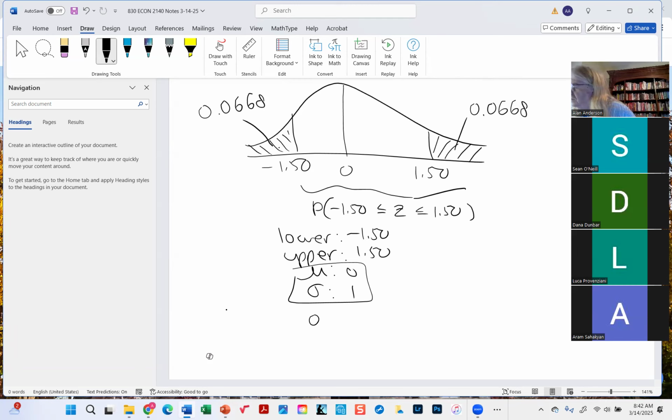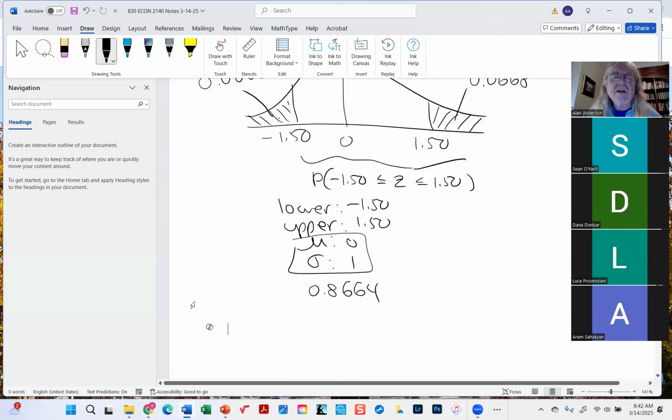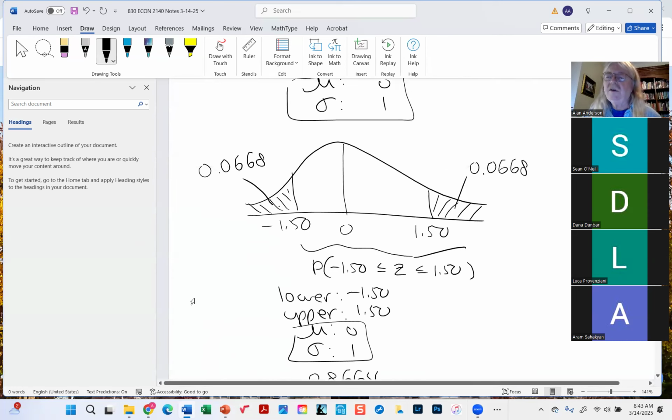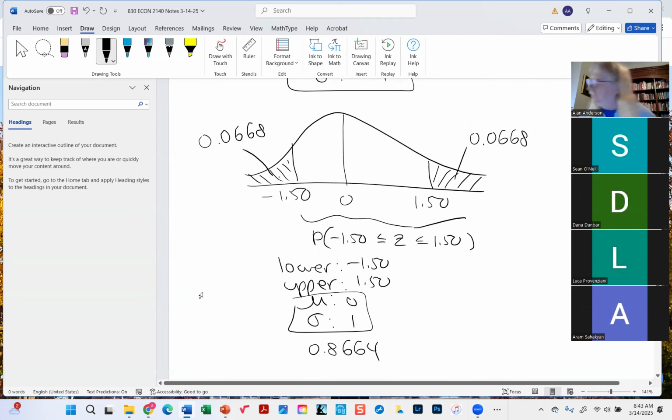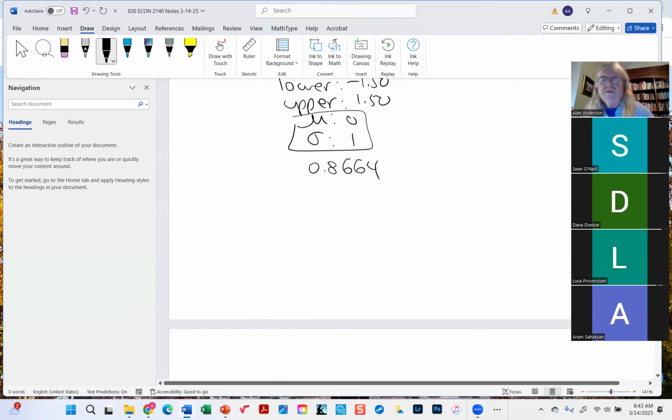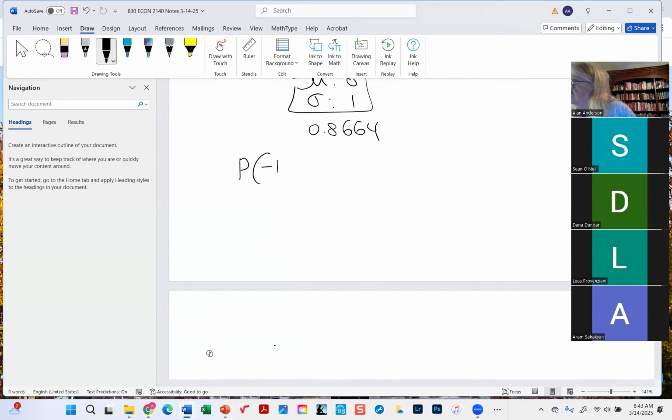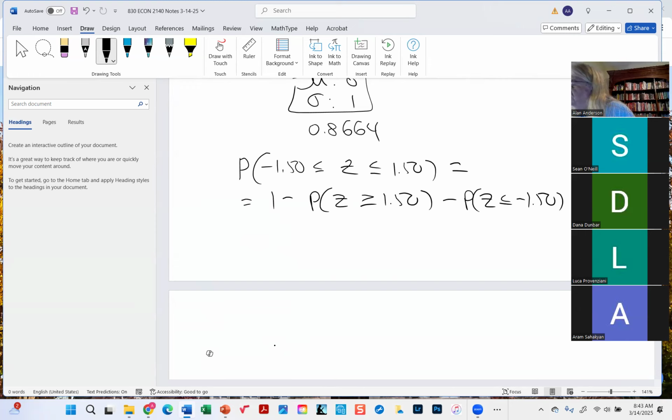0.8664. So why did we not need to do this directly with the calculator? Because it turns out, of course, the whole area equals 1. So that means that the area in the middle must be equal to one minus the probability of being in the right tail minus the probability of being in the left tail, 1 minus 0.0668 minus 0.0668.